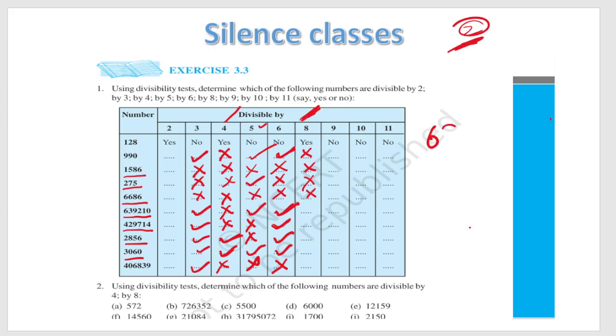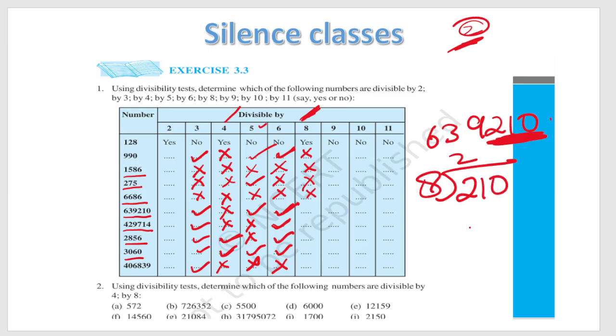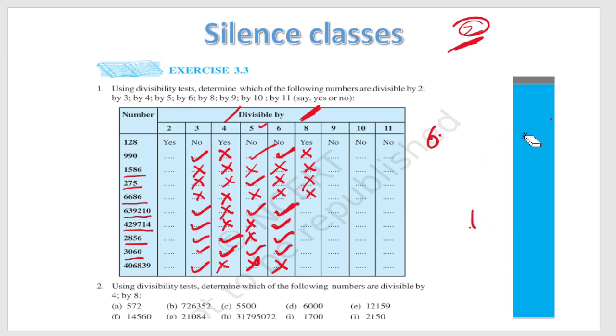The next number is 639210. We have to take 210. 8 twos are 16, and 50. 50 is not divisible by 8, because 8 sixes are 48, 2 is remaining. This means this number is also not divisible by 8. Okay, try the next question.